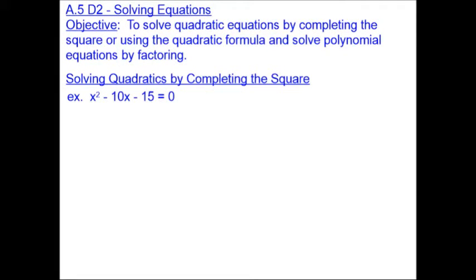We're now looking at 8.5, day 2, solving equations. Our objective today is to solve quadratic equations by completing the square or using the quadratic formula, and then solve polynomial equations by factoring.